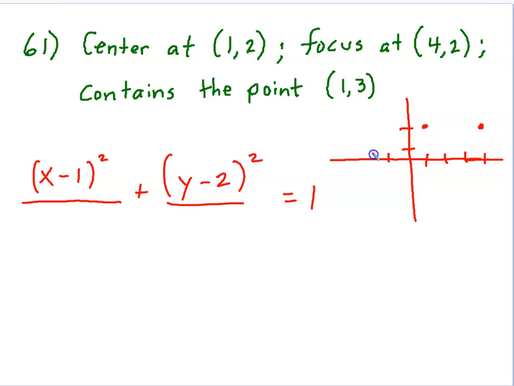again tells me that we have a horizontal major axis. We know c is 3. All right, so I'm just writing down what we know. So there's a focal point. Here's another focal point. And we know that the point (1, 3) is included on this graph.